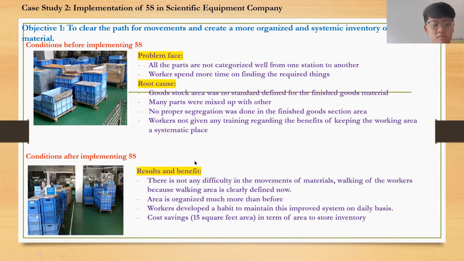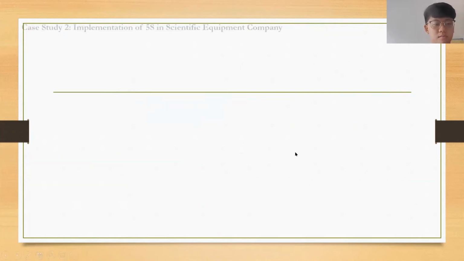And the condition after implementing the 5S is that there is no difficulty in the movement of materials and workers, and the area is organized much better than before. All the workers developed a habit of maintaining this simple system on a daily basis, and they also achieved cost savings in this area.